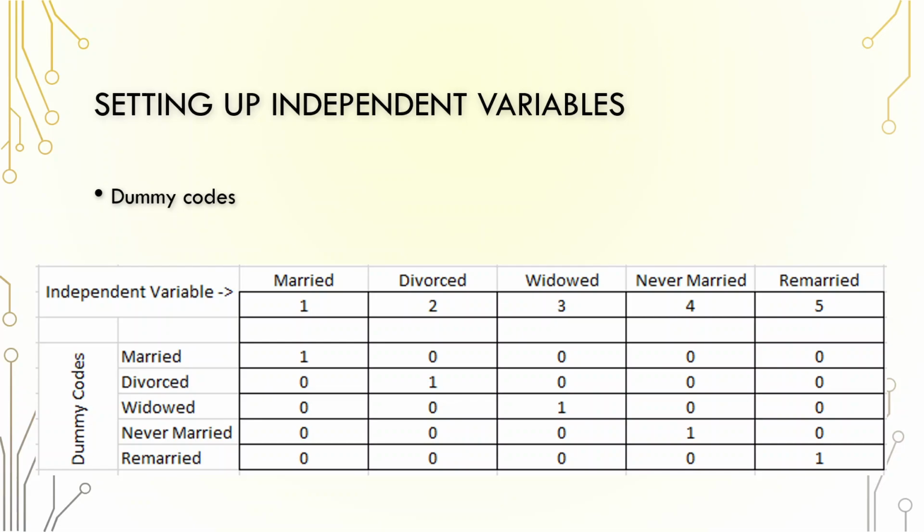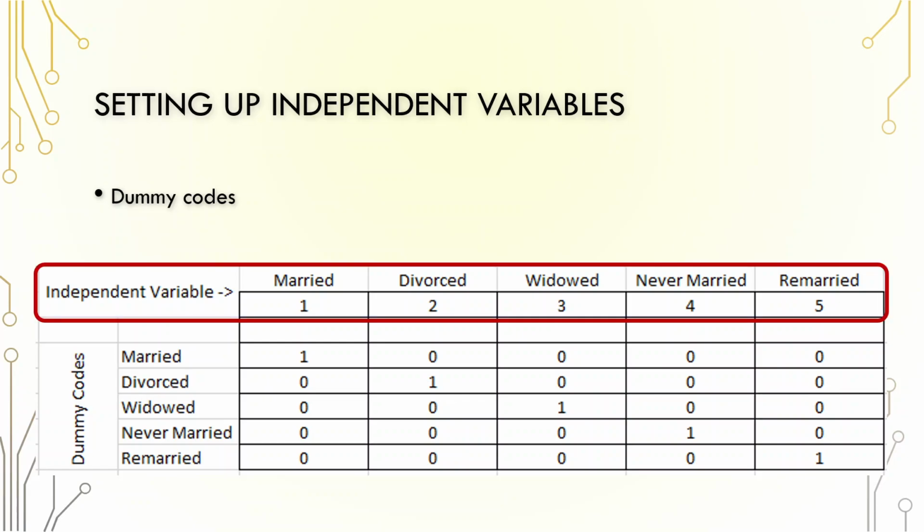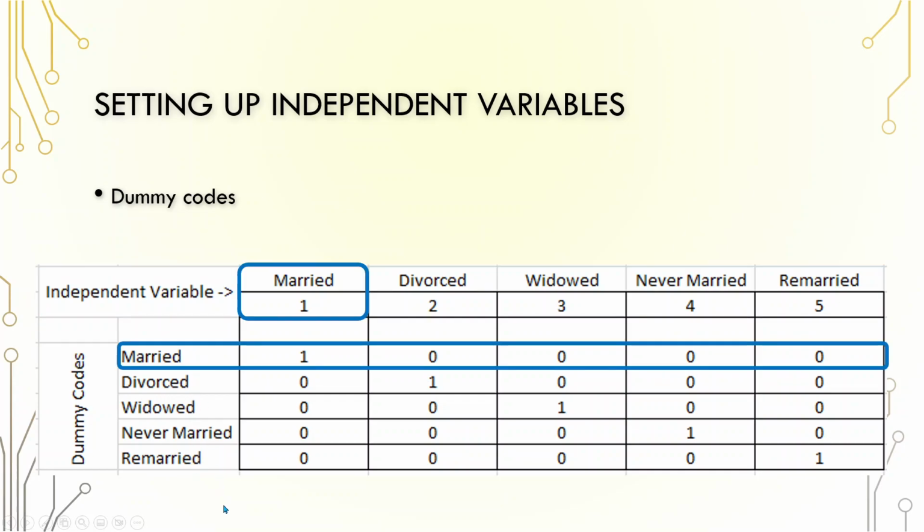So let's say I ask their marital status and I've got these 5 potential groups. Are you married? Are you divorced? Are you widowed, never married, or remarried? So what I'm going to do is create 5 new variables down here. And I'm going to name that first one married. I'm naming it what that group corresponds to. And if anybody was coded as a 1 on that original married variable, I'm going to code them as a 1 on the new variable.